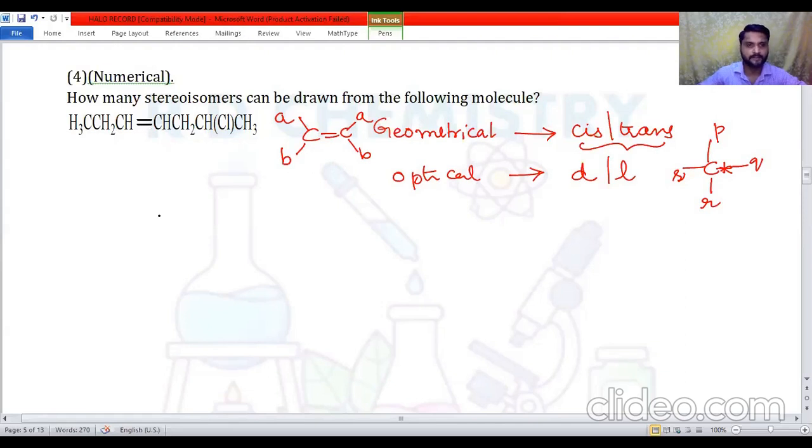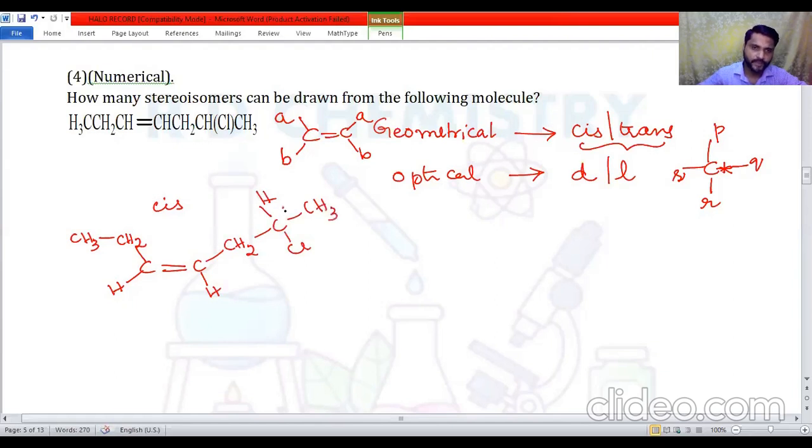We can write cis and trans. So let me write the cis first. We have a carbon-carbon double bond, with hydrogen on the double bond carbon atom. Then the remaining is a CH2 group, then a CH3. On this side we have hydrogen attached, then a CH2, then a C which I'll split into H, Cl, and CH3. So I can write one chiral carbon atom here.